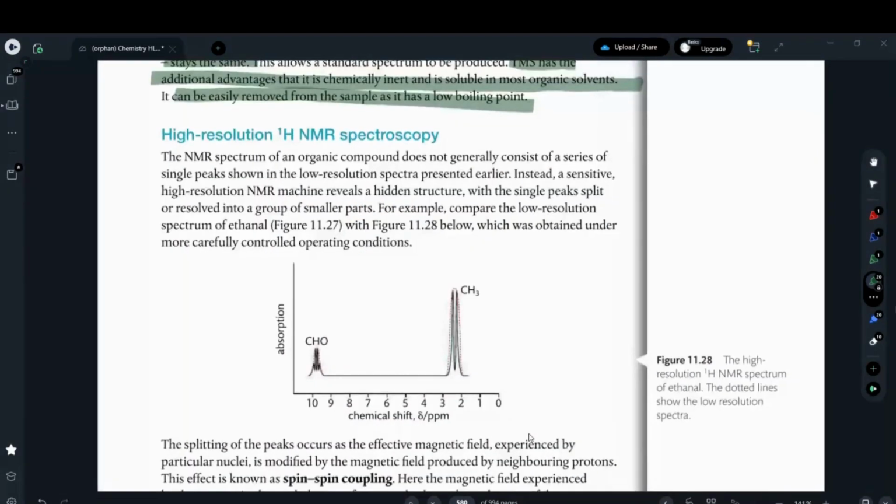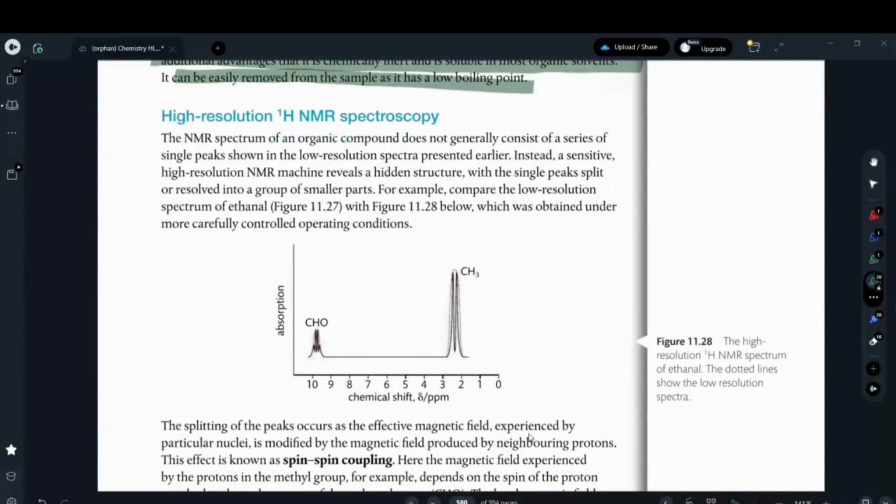What does high resolution mean? An NMR spectrum of an organic compound does not generally consist of a series of single peaks. Rather, it has multiple peaks, but they are shown in what is known as a low resolution spectrum in this case. Instead of a sensitive high resolution NMR machine, what happens is it basically zooms in and opens up the peak.